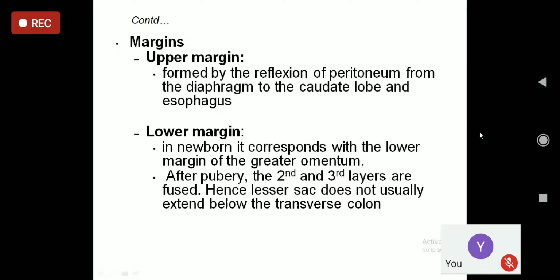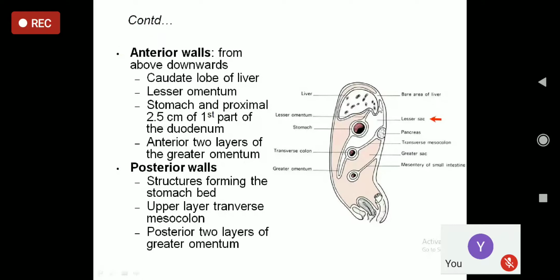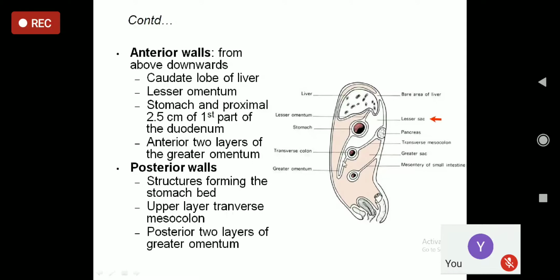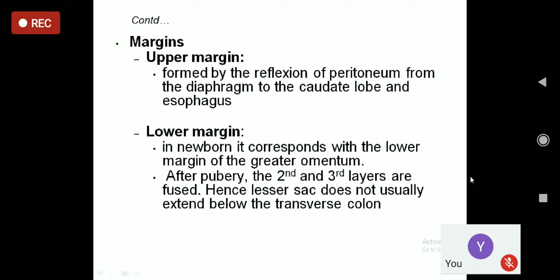And the margins: the upper margin is formed by the reflection of the peritoneum from the diaphragm to the caudate lobe of the liver, and some portion of the esophagus. And the lower margin, in the newborn, corresponds with the lower margin of the greater omentum. After puberty, the second and third layers are fused, hence the lesser sac does not usually extend below the transverse colon in adult life. This portion fuses together in adult life. So that is the lower margin.